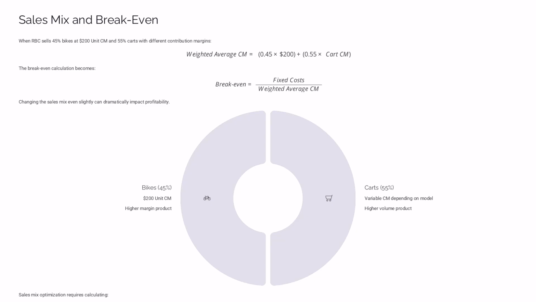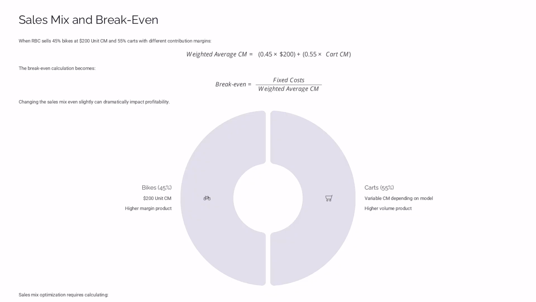CM equals 0.45 times $200 plus 0.55 times cart CM, and the break-even calculation becomes break-even equals fixed costs divided by weighted average CM, showing how changing that mix even slightly can dramatically impact profitability, which is why companies obsess over sales mix, and why "would you like fries with that" is actually a sophisticated margin optimization strategy.